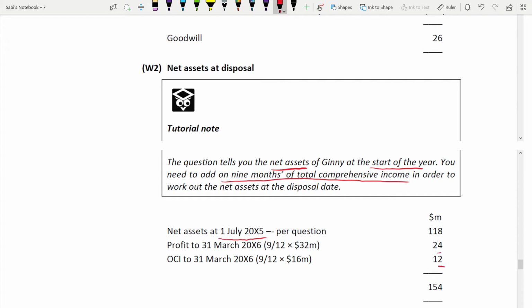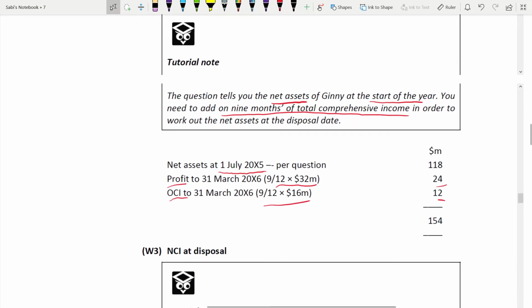Show both separately. Don't just add 24 plus 12. We have previously calculated it, but show it like this: one is profit, one is OCI. Nine months of total profit and OCI. So 24 and 12, and add all, 154. This is the net assets at disposal.